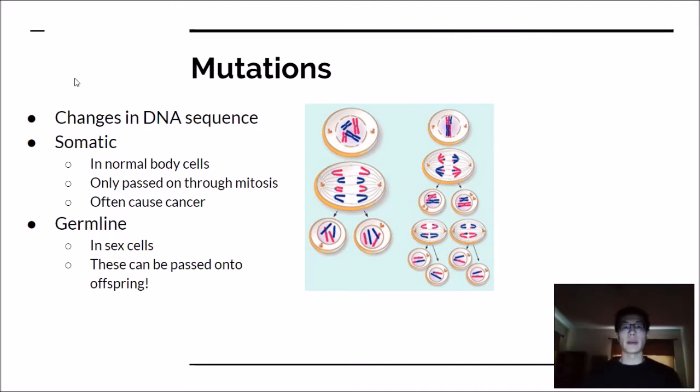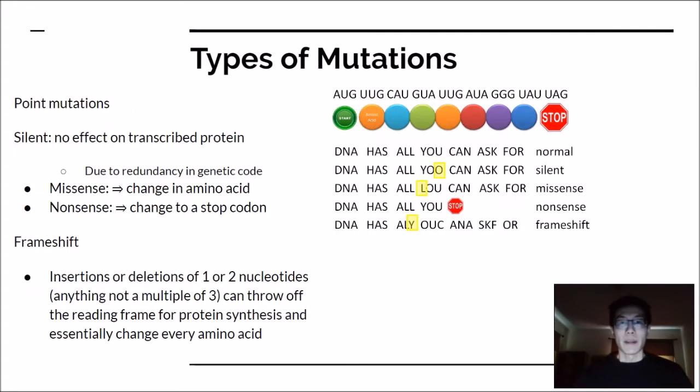Whereas on the other hand, we can also have mutations in our germline cells, so in our sex cells. If we have mutations in our sex cells, these can often be passed on to our offspring, which can be very problematic, or it might be good depending on the situation, which we will talk about later on in this lecture. But in terms of mutations, there are two main groups, and the first one is the point mutation.